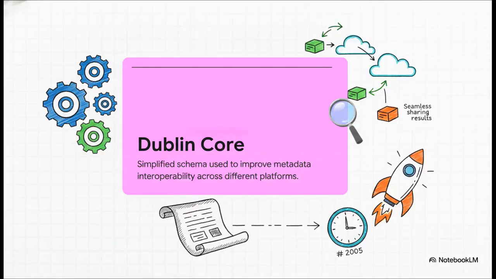But to actually find those organized files later, we rely heavily on metadata standards. Think of Dublin Core as a super popular, simplified universal language. It allows completely different digital platforms to talk to each other and share search results seamlessly. Meanwhile, the ISO OAIS reference model is the absolute gold standard blueprint. It was originally developed for space agencies, believe it or not, and it has been the go-to standard since 2005 for creating and maintaining secure long-term digital repositories.